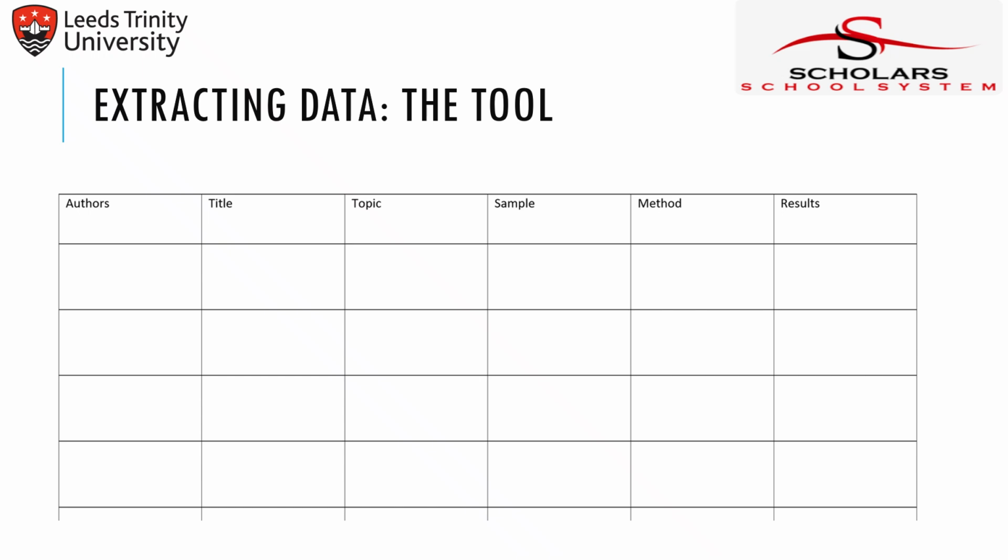Then you have to mention what type of samples, who the samples are, that are involved in that research paper. Next, you have to mention which methods have been selected for conducting their research. The last section is the results section. Here you need to write down what the results are from that peer-reviewed journal article.